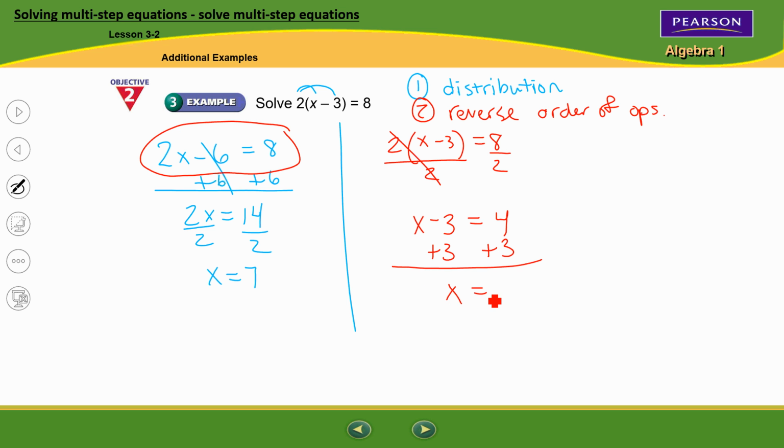We get the same answer both ways. Chances are, I did it 2 different ways, both same answer. Most likely got the right answer. Quick check is easy enough. 2(7 - 3) equals 8. This is my check. And I got 2 times what's 7 minus 3? It is 4. 8 does equal 8 indeed.